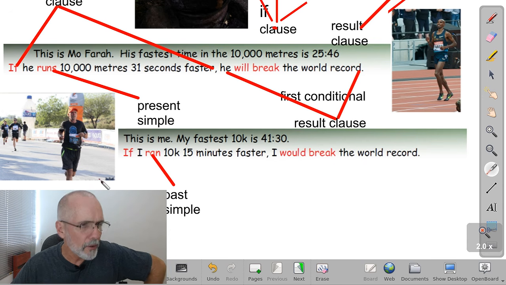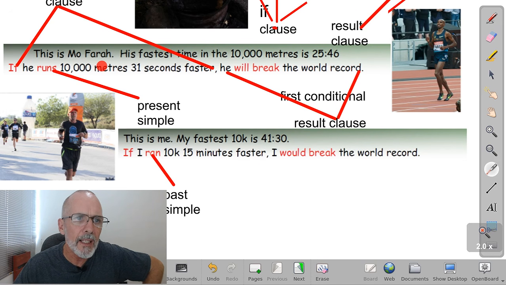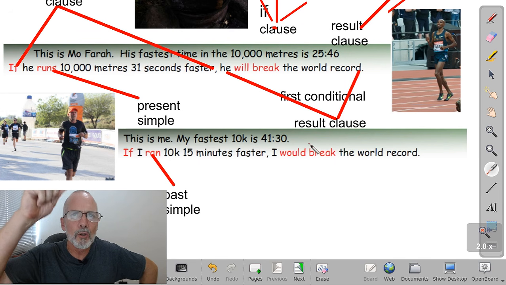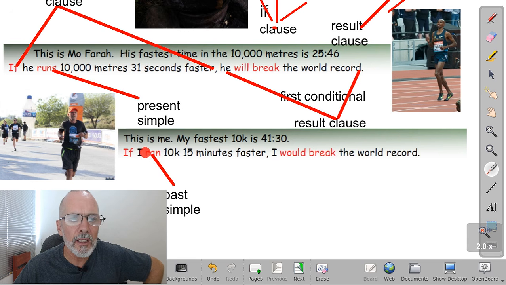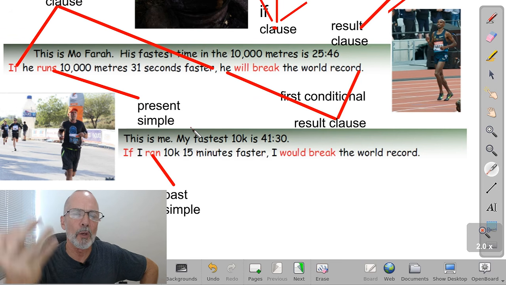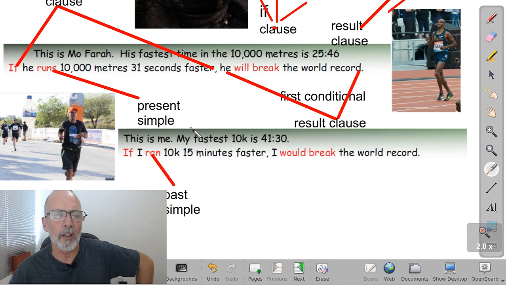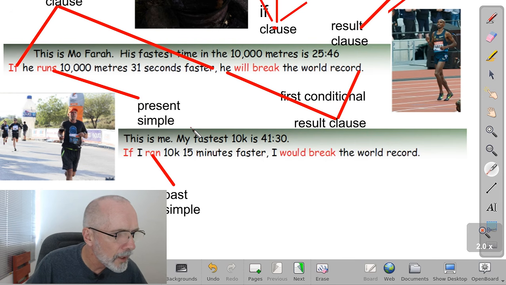But one thing I want to say is that both of these sentences apply to now or the future. This verb is in the past, but I am not talking about the past. I am talking about an imaginary situation now or in the future. In English, in this type of sentence, I need to use the past form of the verb. I am not talking about the past.